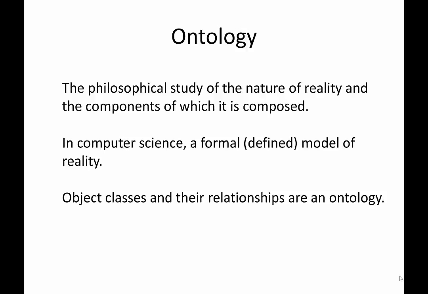And that's what your classes and their relationships do. They are a formal model of how the world works. They provide a formal model of how the world works. So object classes and the relationships may be an example of a computer science formal ontology.